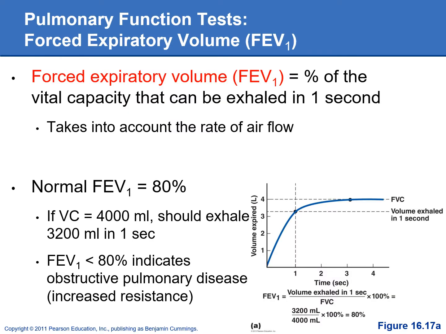To diagnose one of these obstructive pulmonary diseases like asthma or COPD, you can do a test called the forced expiratory volume. So they're going to have you take as big a breath in as you can and exhale as much as you can as fast as you can. You should be able to exhale 80% of your vital capacity in 1 second. And if it's less than 80%, that means that you have increased resistance and you're going to be diagnosed with one of these obstructive pulmonary diseases, so either asthma or COPD.